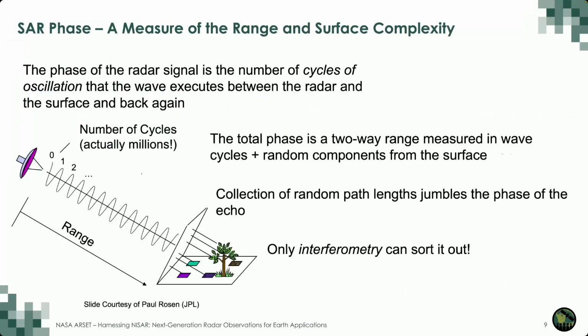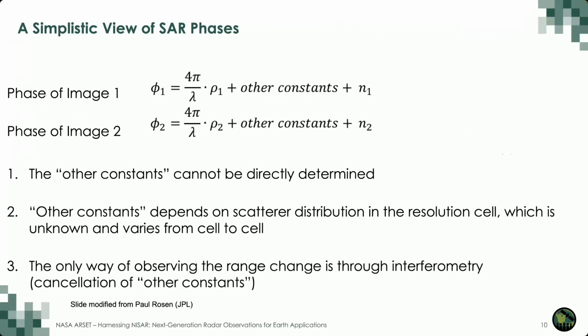Because these objects are essentially randomly located within the pixel, the way that we separate those random effects from the actual measurement, which is the range from the satellite to the ground that we want to measure, is by using SAR interferometry, or differencing of the radar phase. So this is just a simplified version of the SAR phase.